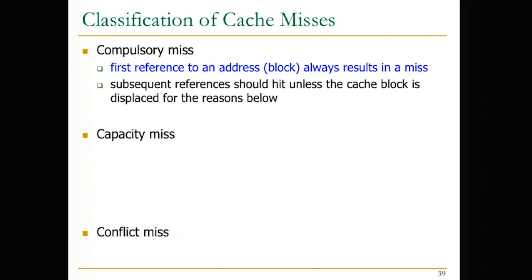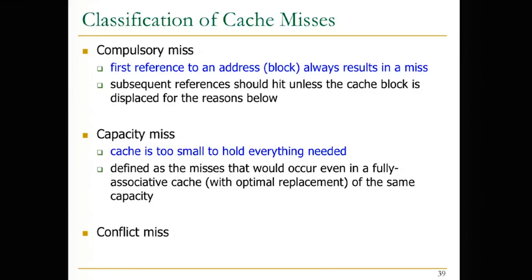The next reference to that same cache block you've already taken a compulsory miss on is either a capacity miss or a conflict miss. If your cache was large enough, you should have cached it, right? Okay, this is obvious, hopefully. Compulsory: you cannot cache something you have not seen before, if all you're doing is caching, of course. So capacity miss: the cache is too small to hold everything needed. And it's defined really in relation to conflict misses. Basically, it's defined as the misses that would occur even in a fully associative cache with optimal replacement policy of the same capacity.